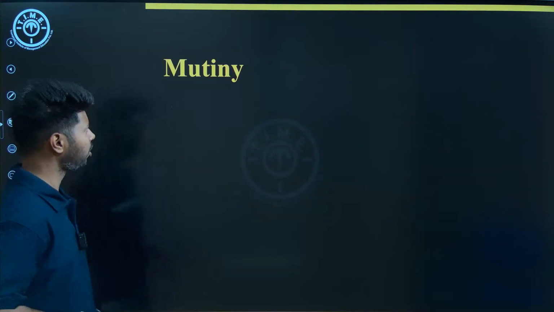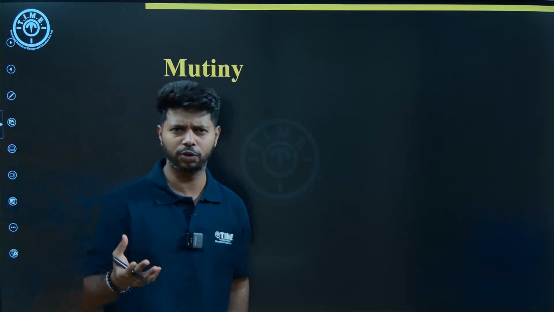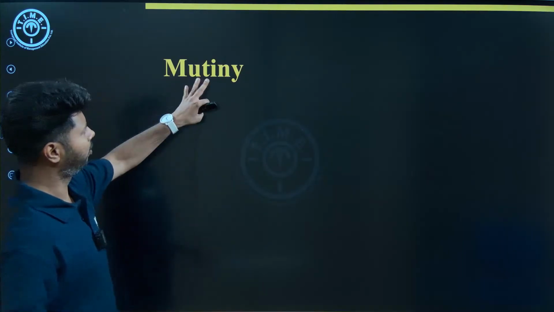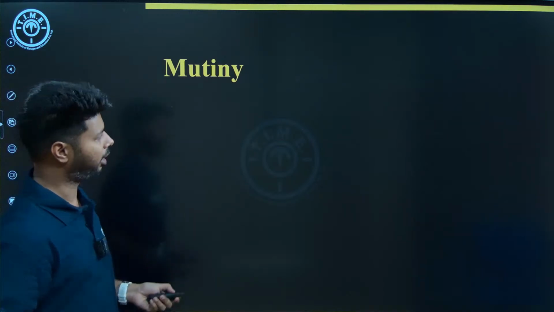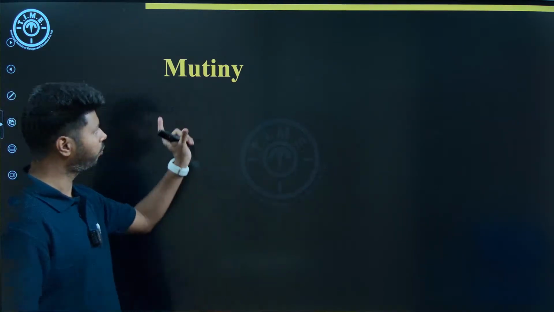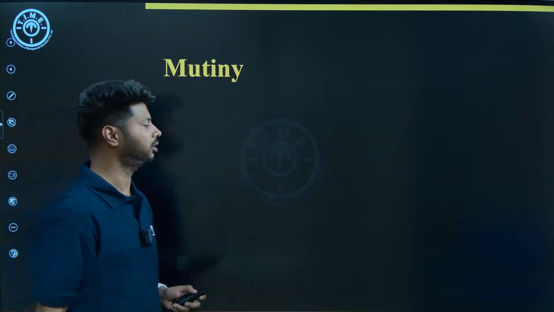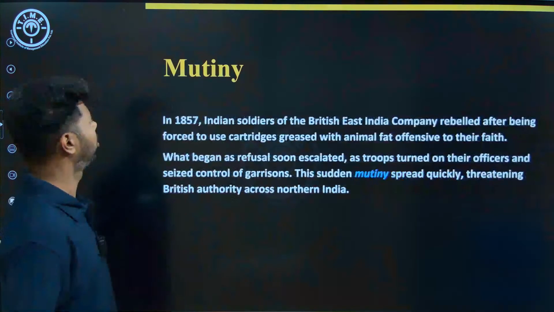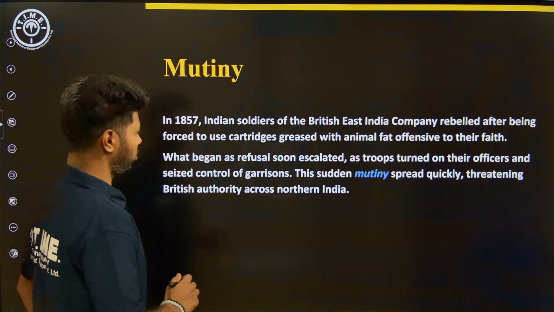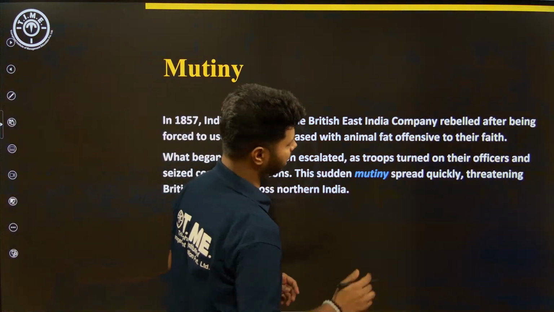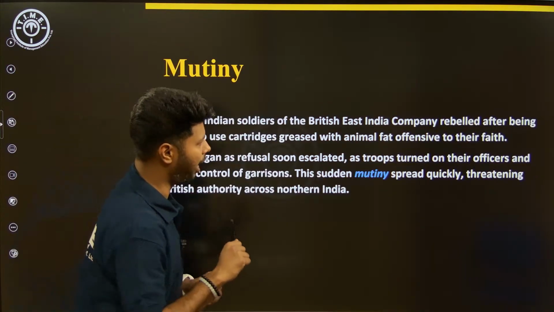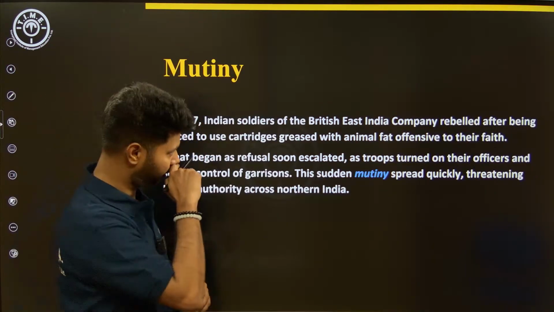Mutiny. All right. Most of you have heard this word, right? So the word is here. I'll give you a paragraph, I'll read it out, and I'll try to get the meaning of the word from the paragraph that is given. Right, let's read. In 1857, Indian soldiers of the British East India Company rebelled after being forced to use cartridges greased with animal fat offensive to their faith.